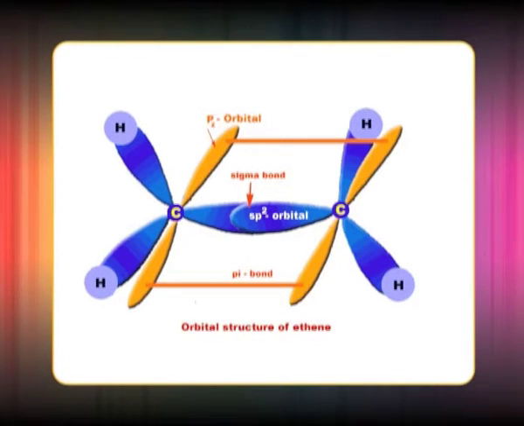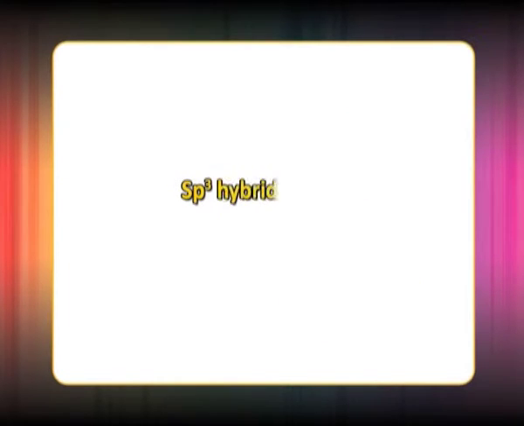Similarly, ethylene, that is C2H4 molecule, shows sp2 hybridization at both carbons, and the bond angle over here also is 120 degrees. Now, the third type of hybridization is sp3 hybridization.